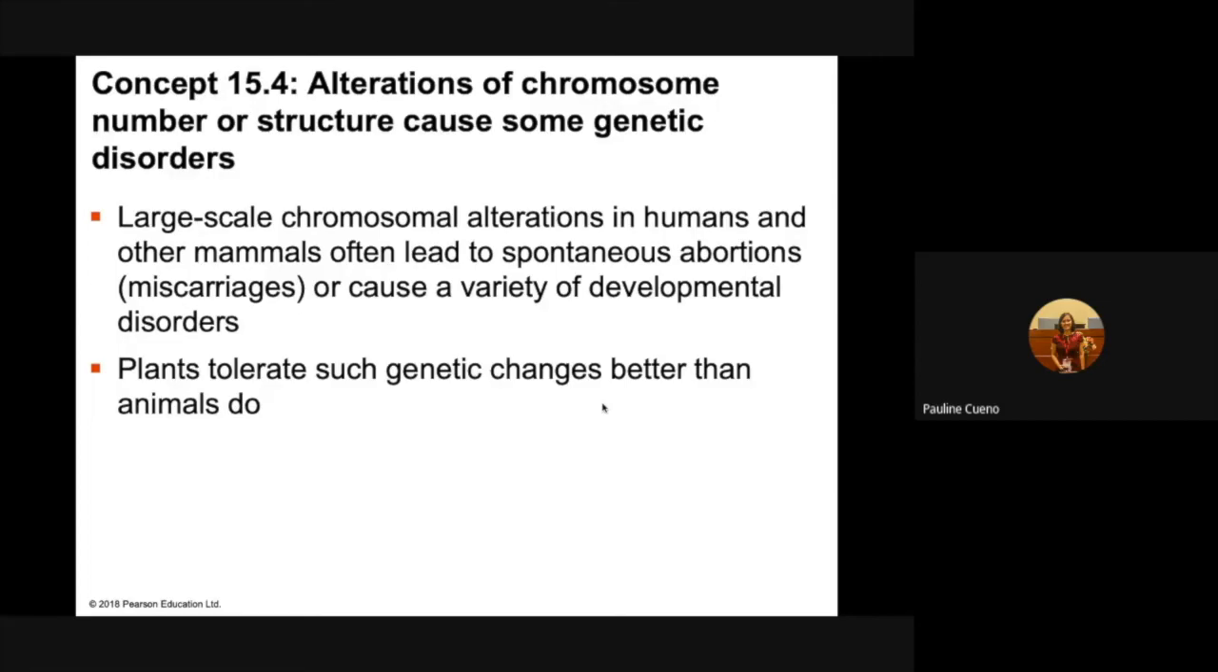Some of them might be detrimental or they can cause miscarriage, or if magsusurvive naman yung individual, there will be developmental disorders. So sometimes, there will be mental disorders, pwedeng physical, pwedeng nasa emotional or other aspects of human life. And then, yung mga aberrations or alterations sa chromosome numbers, when it comes to plants, they handle these genetic changes better than animals do. Kasi pag animals, kalimitan, particularly humans, pag nagkaroon ng genetic disorders, talagang irreversible na.